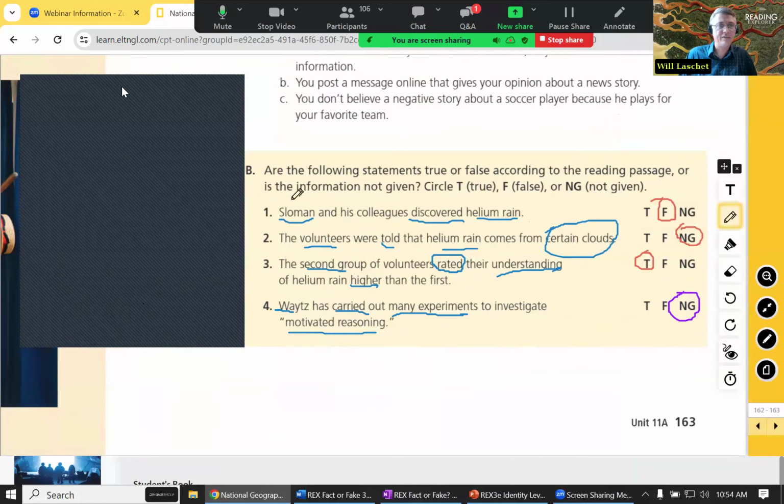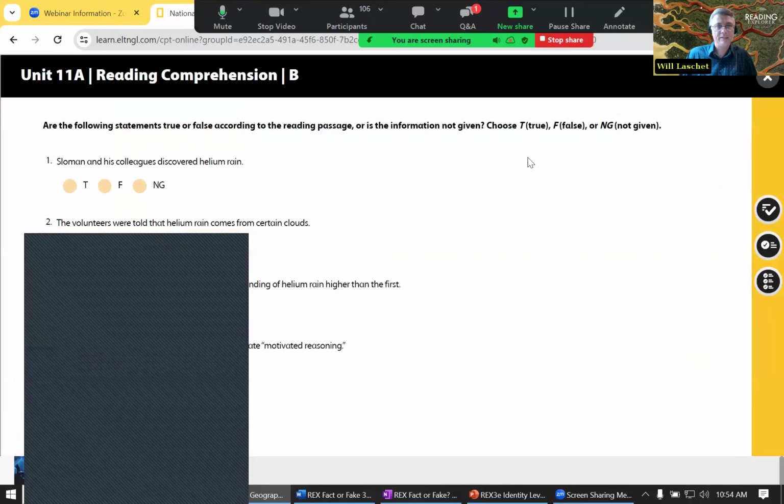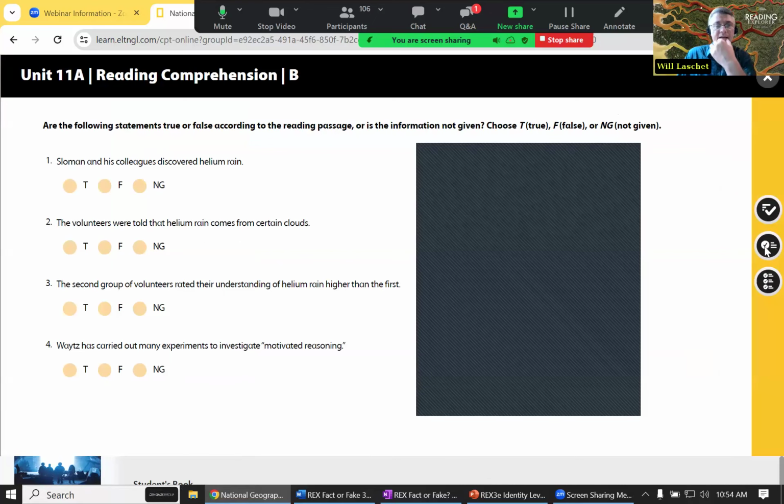Okay, so let's just check our answers of our evaluating statements. First one, they discovered helium rain. We said false, and the answer was false. Number two, the volunteers were told that helium rain comes from certain clouds. We said not given, and the answer is not given. Number three, the second group of volunteers rated their understanding of helium rain higher than the first. We said true, and the answer was true.